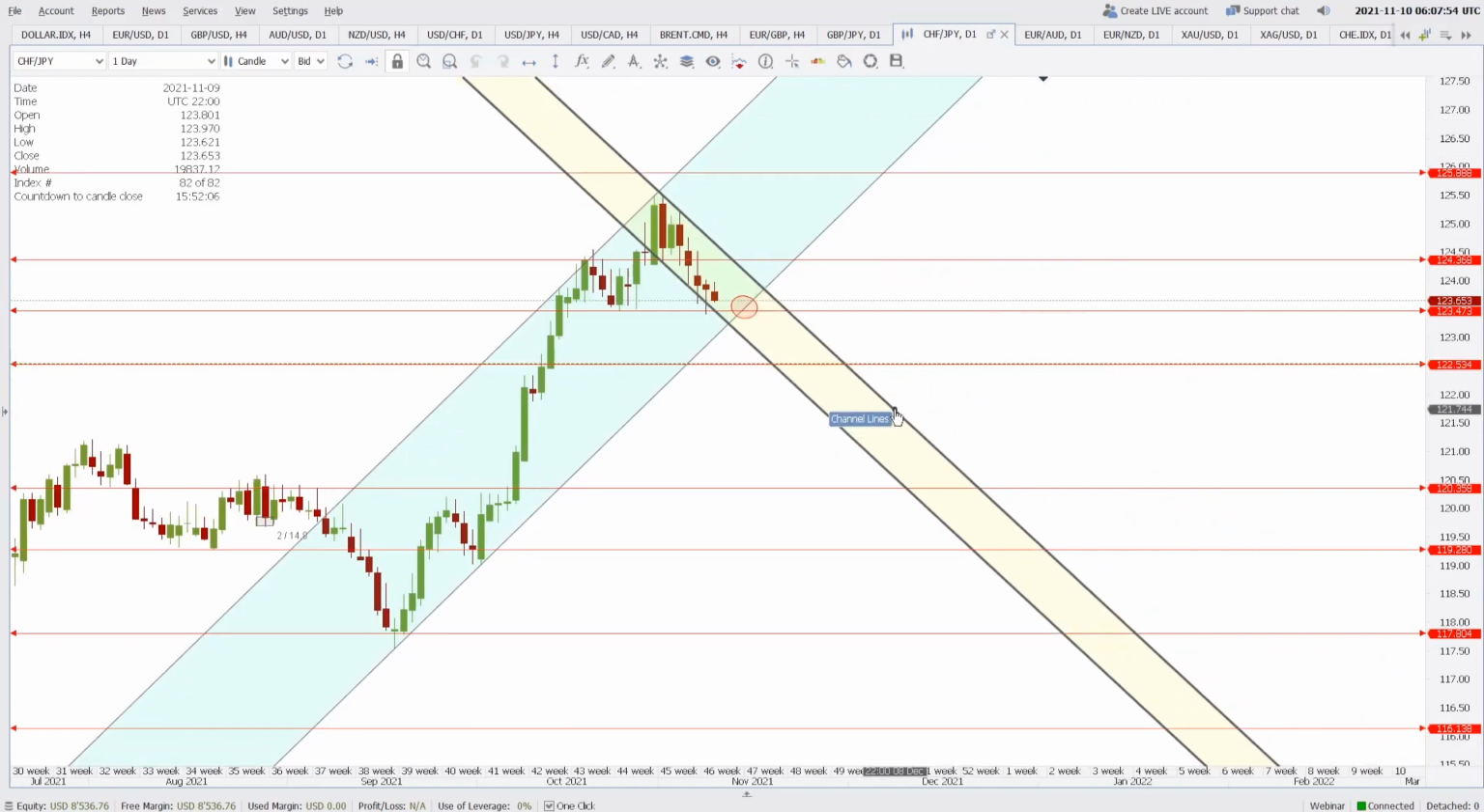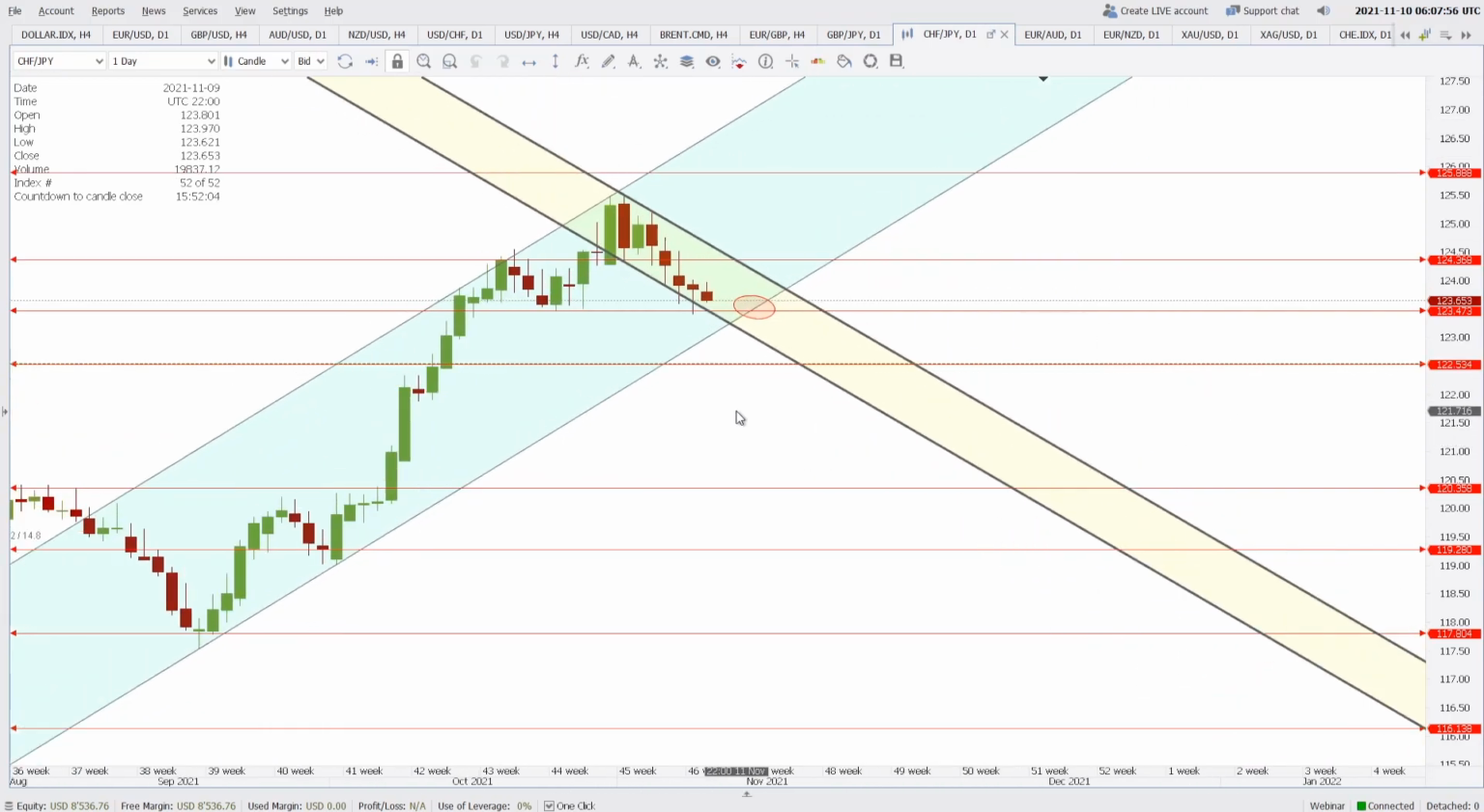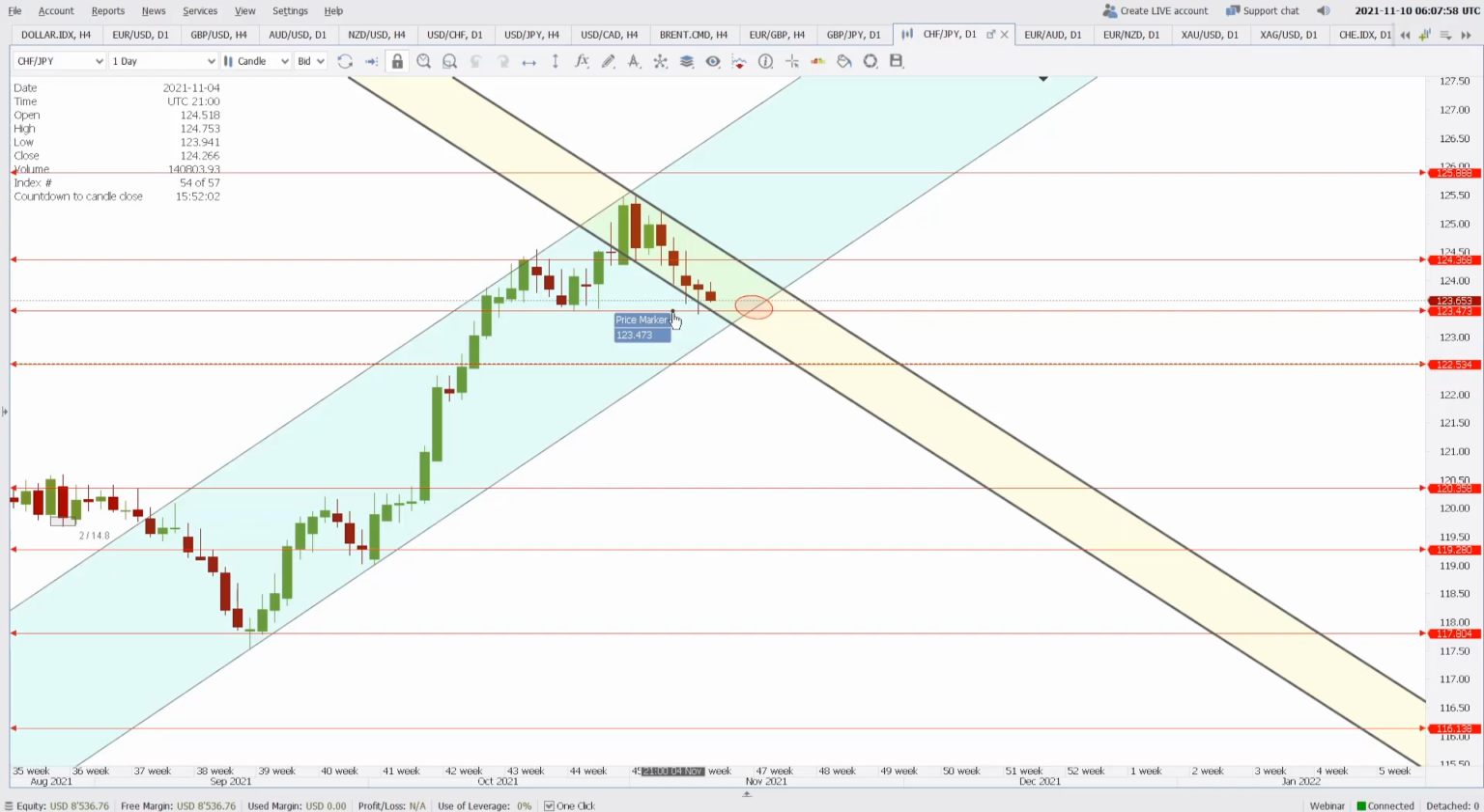CHFJPY, with similar lines to GBPJPY, has a support of 123.47 and a resistance of 124.36. Any close below 123.47 will attract sellers and push the price back to 122.53. On the higher side, if this support of 123.47 holds, then 124.36 is also possible in this market.